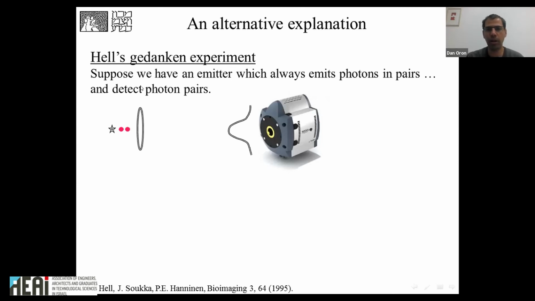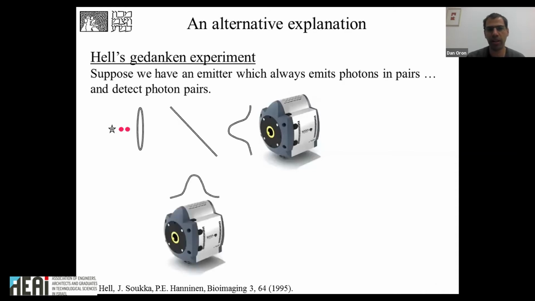Suppose we have an emitter which always emits photons in pairs, and we can detect pairs. Can we get a better resolution? And the answer is yes. How do you do this? It's basically a Hanbury Brown and Twiss interferometer. You construct this 50-50 beam splitter and two cameras, and now you only look at cases where one photon hit one camera and the other photon hit the other camera.